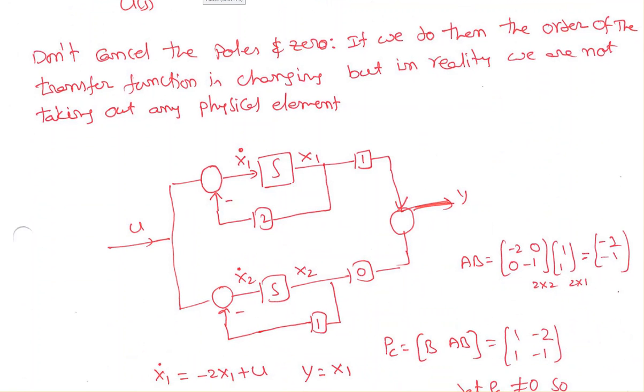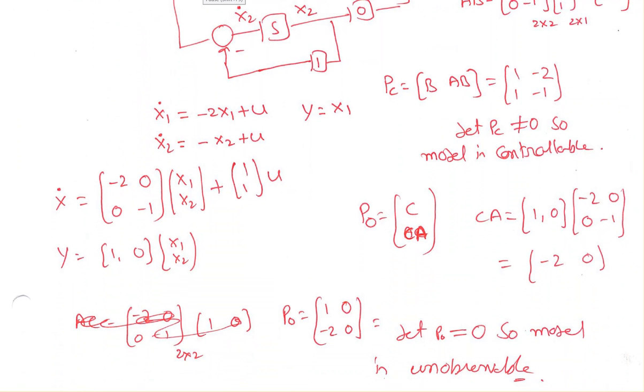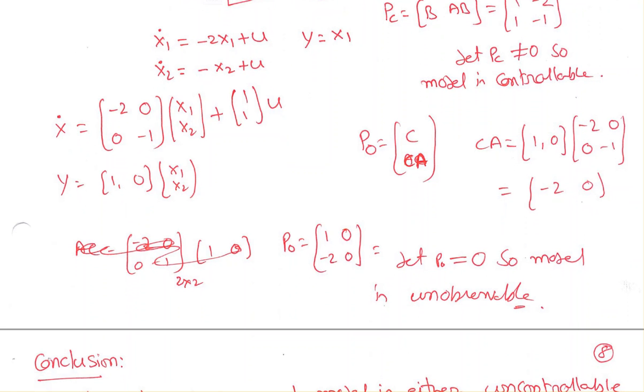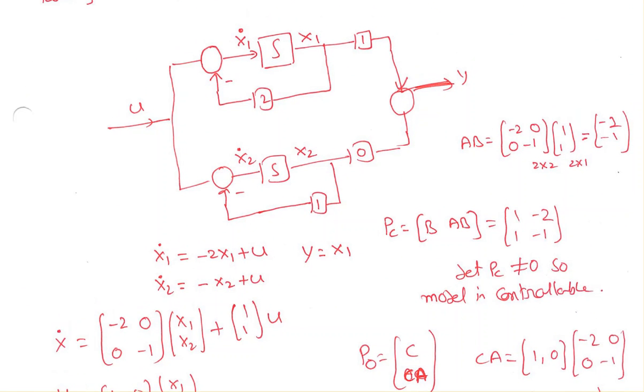Okay, so by Jordan form, I end up with ABC matrices. So from there, I found PC, determinant of PC is not equal to 0, so model is controllable. P naught, so here determinant of P naught is 0, so the model is unobservable. Now, I'm going to do the same thing. When you build the Jordan form, you can move these 1, 0 elements over here, right? It's up to you where you keep this C matrix, either here or here.